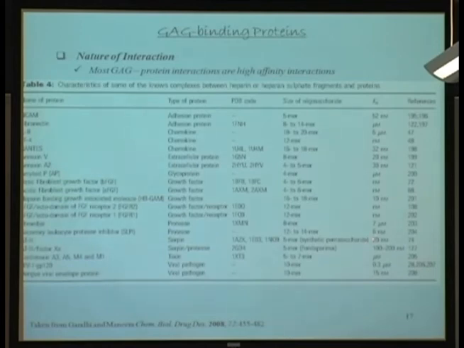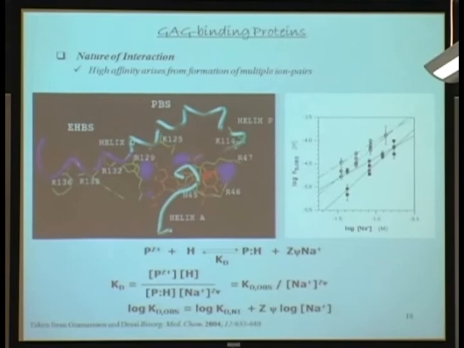The affinity is 6 nanomolar, for example. Okay, so that's pretty strong. Some of the affinities are micromolar or high micromolar. The high affinity primarily arises from multiple ion pair formation, and this is fairly easy to identify.